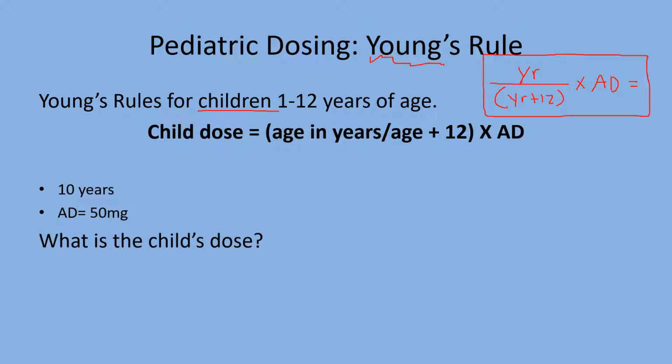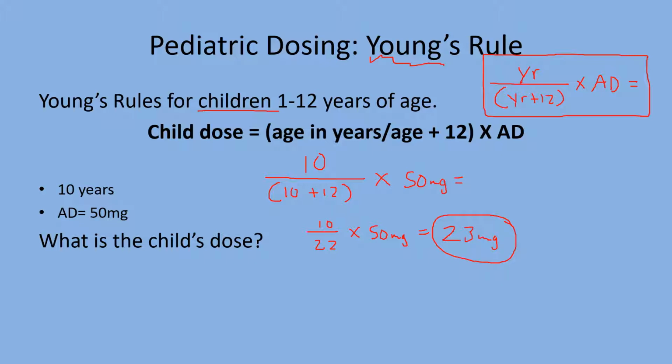All right, so this kid is 10. And we're going to put that over their age, 10 plus 12. And then we're going to multiply by the adult dose. So let's simplify this a little bit. 10 over 22 times 50. So don't forget to do everything in parentheses before you divide. So 10 divided by 22 times 50. About 23 milligrams, based on age.